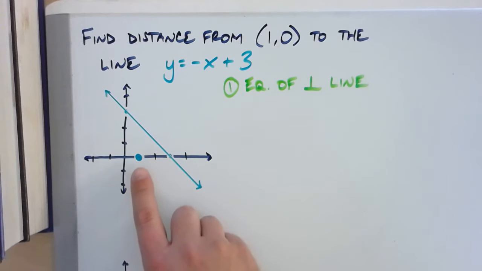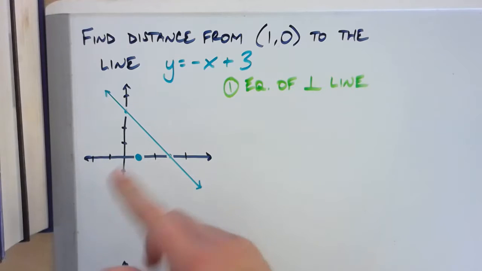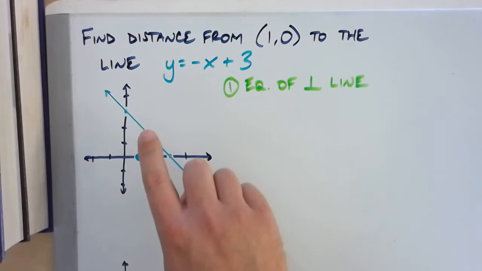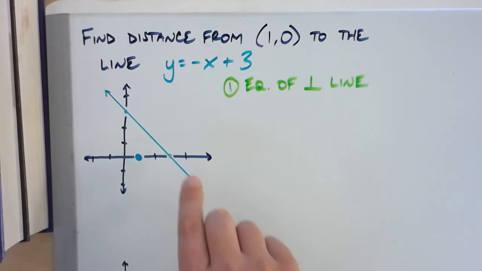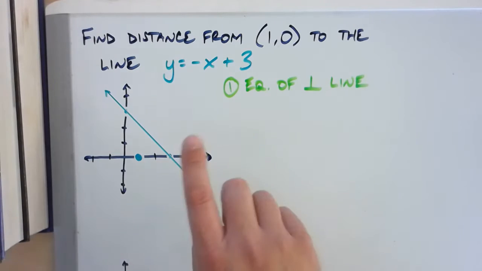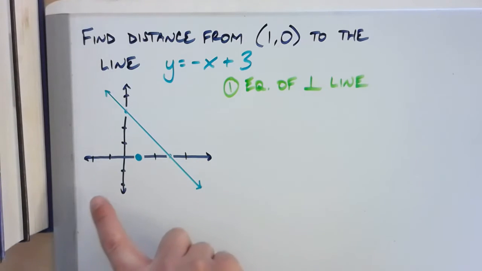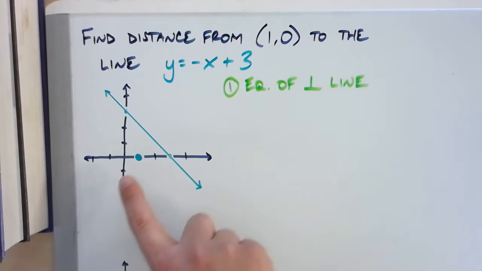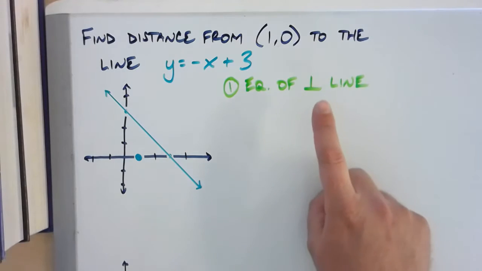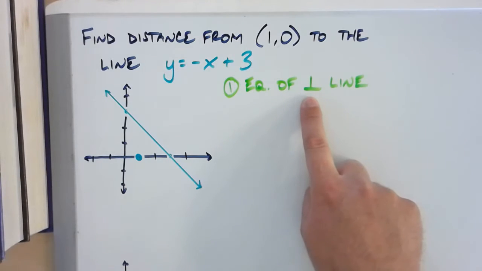But here, I need to find the distance between this point and this line. And what we've learned in this chapter is that I can connect a line, any line, between this point and this line, and there are an infinite number of ways I could connect them. But the shortest distance between this point and this line is going to be a perpendicular line that connects the two. That's what we learned in section 4. And so that's our first step that we're going to work with here: finding the equation of the perpendicular line, that's what that symbol means.